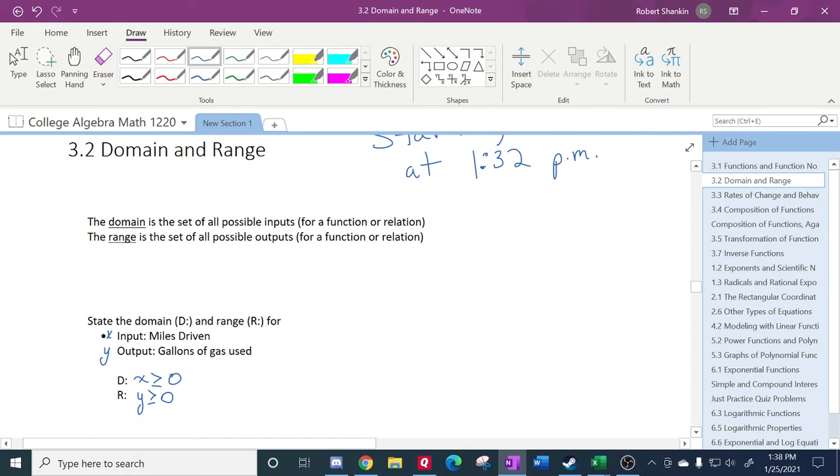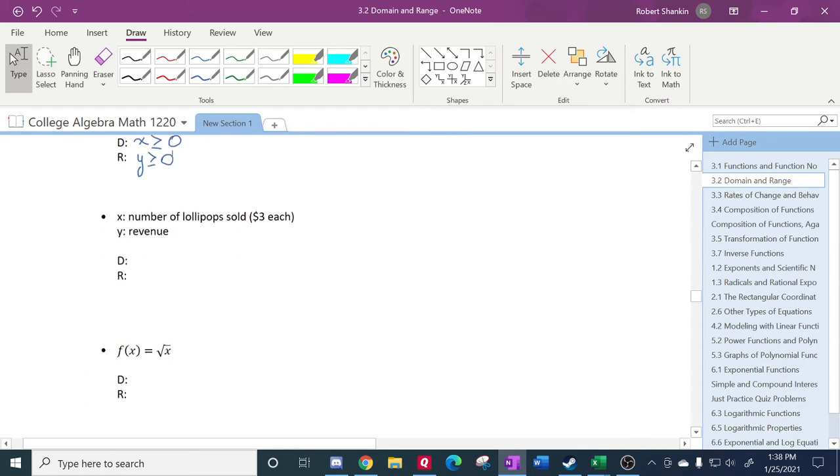Okay, we're going to show you another notation. It's called interval notation in a little bit. But for right now, we'll just stick with this: a statement about x and a statement about y. All right, any questions on this? Domain and range.